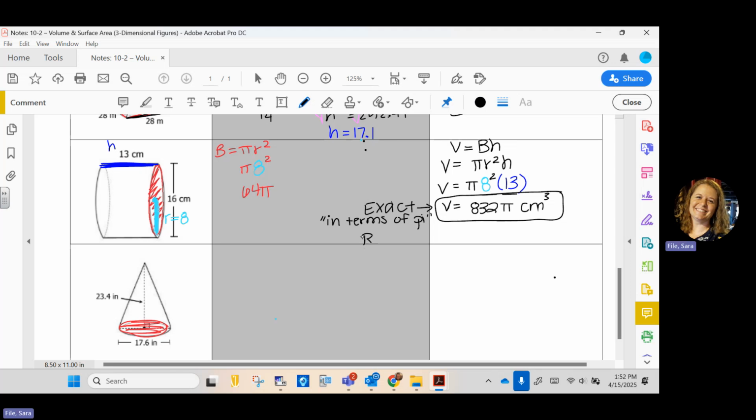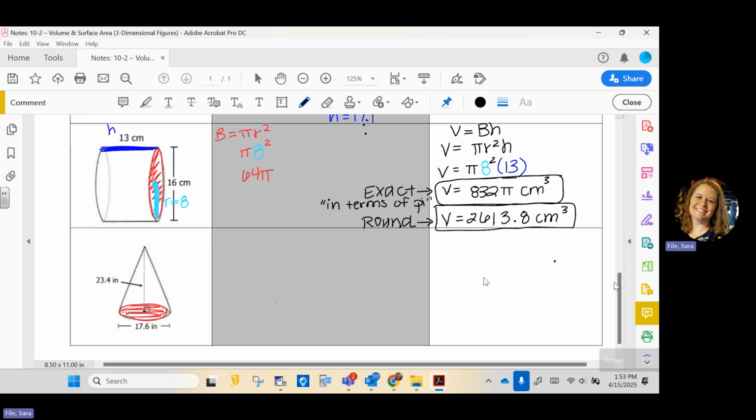Now, if they ask for you to round the answer, you'll do the 832 times pi, which if you are using Desmos, you can just use the pi button. If you are using a 4-function calculator, you'll type in 3.14159 for pi, because we're going to get as close as we can.